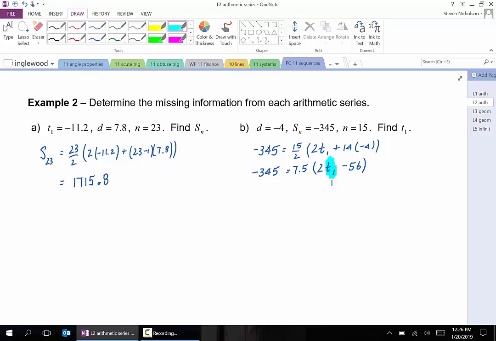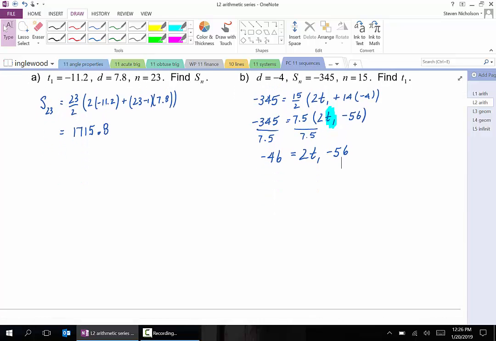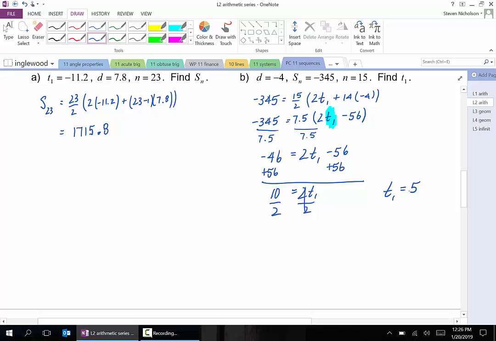And again, there's different ways to do it. You could expand out the brackets. But what I'm going to do is undo that multiplication first. I'm going to divide both sides by 7.5. And when I divide both sides by 7.5, I get negative 46 is equal to 2 times t1 minus 56. Now this is a grade 8 problem. It's a two-step problem. So the first thing we're going to do is add 56 to both sides. We're going to get 10, and we're going to divide both sides by 2, and what that tells us is the first term is equal to 5.